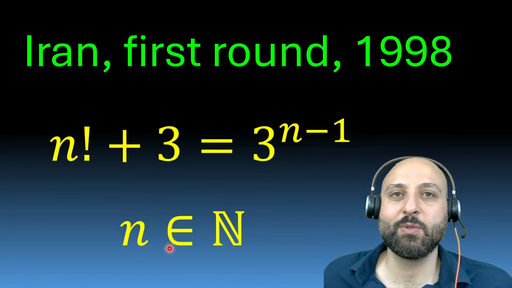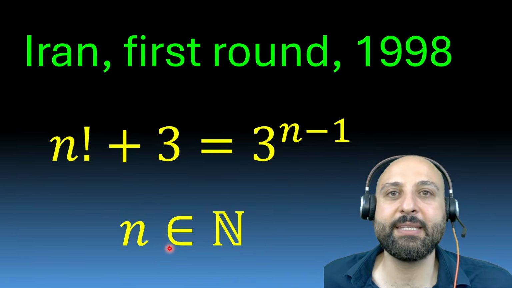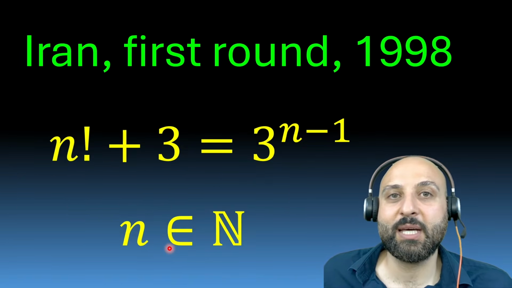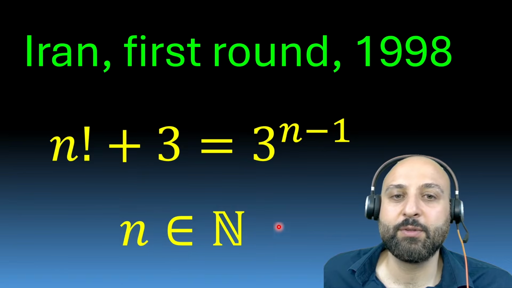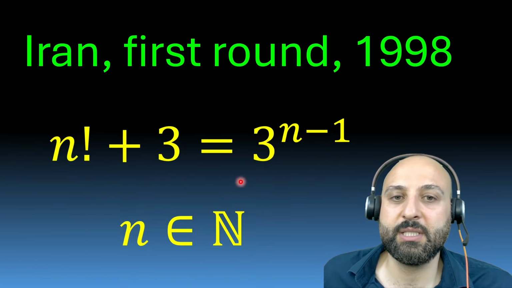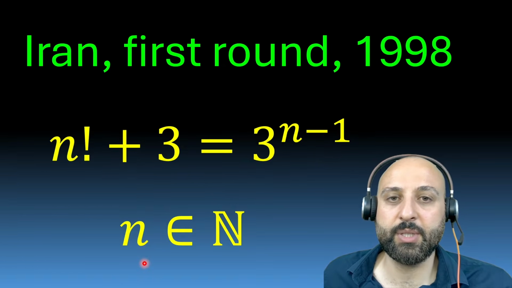Hi, here we have another question from Iran Mathematical Olympiad round number 1, year 1998. This question was probably one of the simplest questions from that competition. So we have to find the number of solutions for this equation: n factorial plus 3 is equal to 3 power n minus 1, and n is an element of natural numbers.